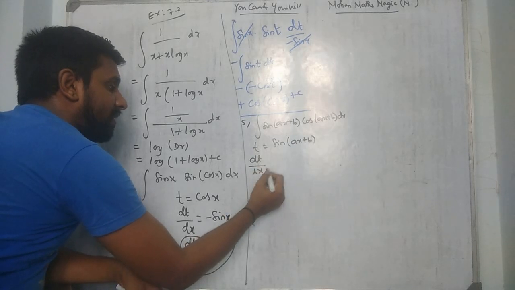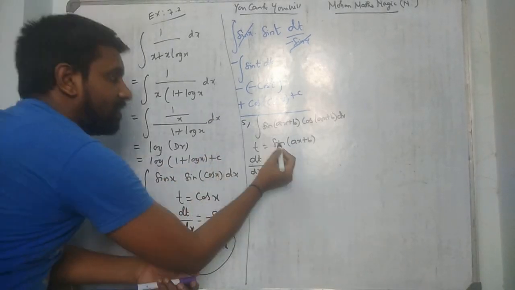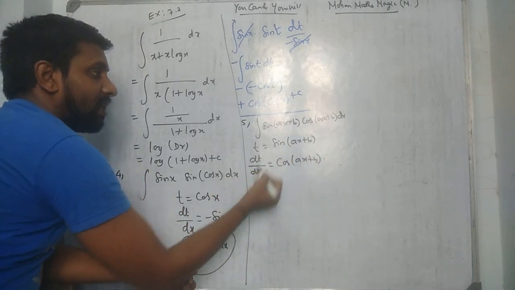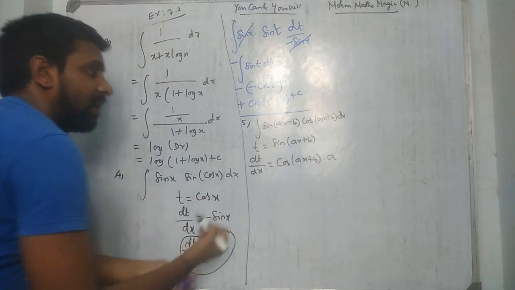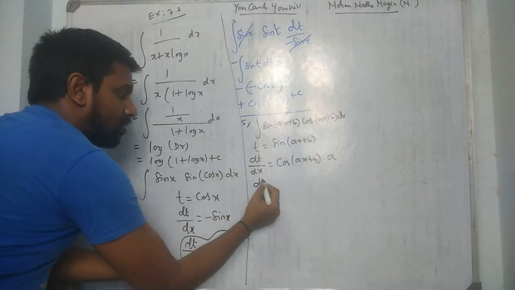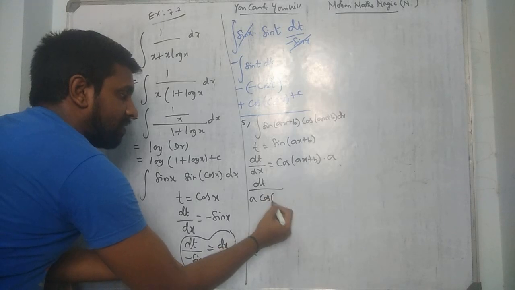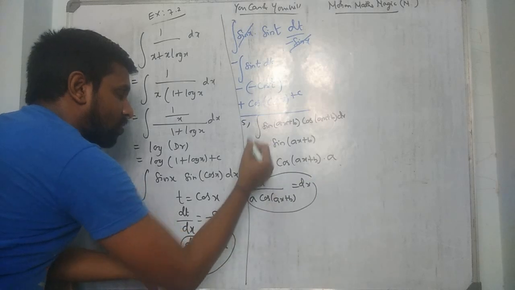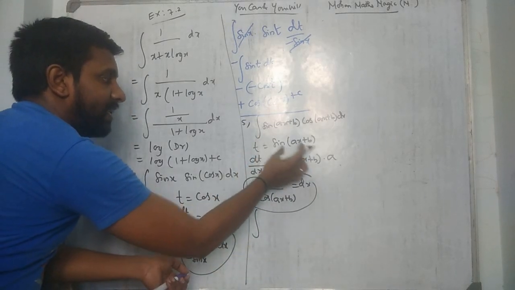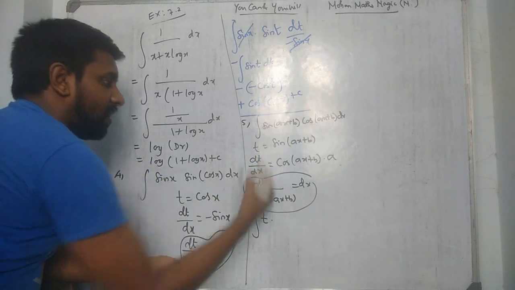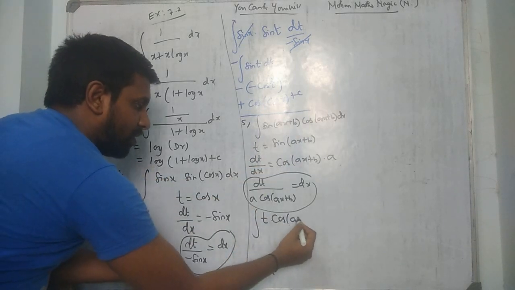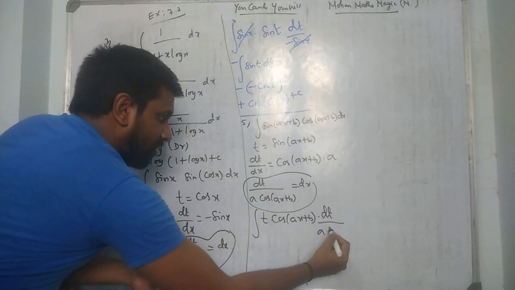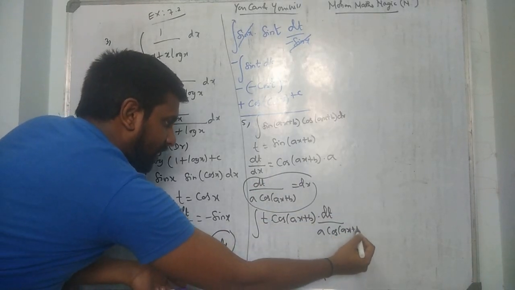Differentiate both sides. dt by dx equals, sin theta differentiates to cos theta, with the bracket remaining, and ax plus b differentiates to a. Now I need only dx, right? For all the sums I am doing the same concept. So cos of ax plus b equals dx. Substitute in the question. In place of sin of ax plus b, I can substitute t. Cos of ax plus b, no need to change because it's going to cancel. In place of dx, dt upon a times cos of ax plus b.